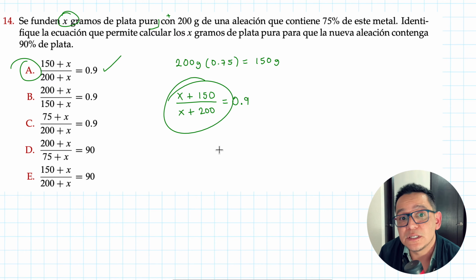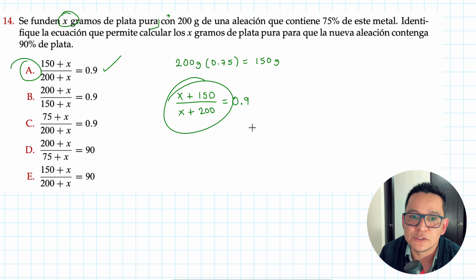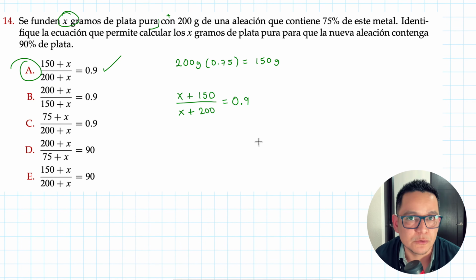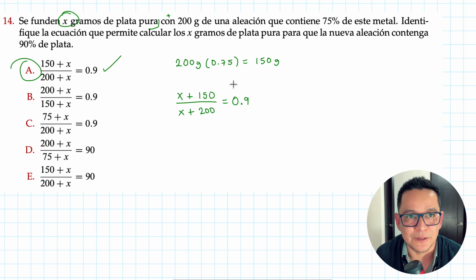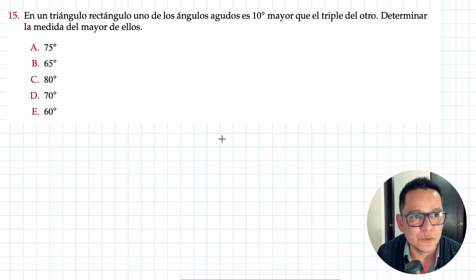And when we interpret that decimal, we already know that 9 represents 90%. Okay, so that's it. The correct answer is option A. Let's go to exercise number 15, which says, in a right triangle, one of the acute angles is 10 degrees greater than 3 times the other. Determine the measure of the larger one.